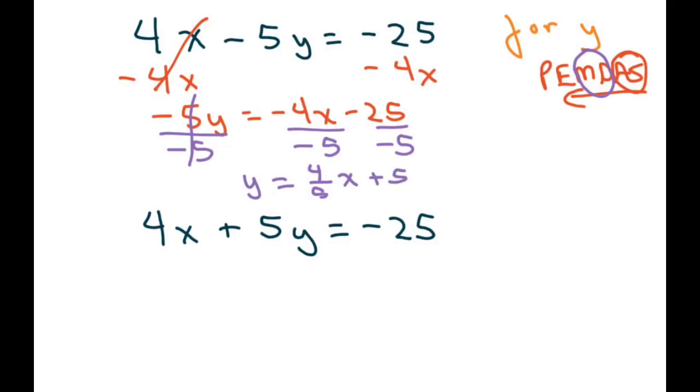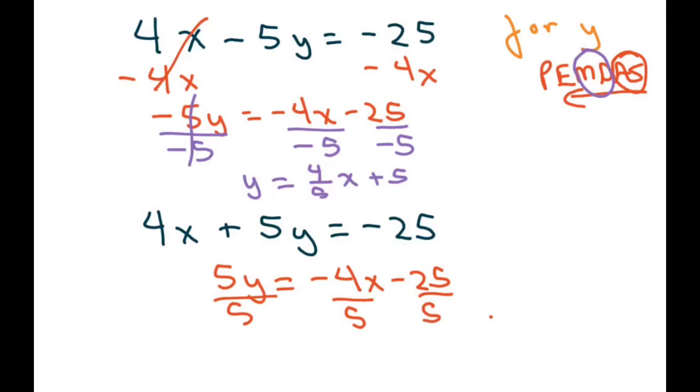And again, the same thing would happen here. You get 5y equals, subtract the 4x. However, when you're just dividing by positive 5, you would get, this cancels. That equals 1. So you get y equals negative 4/5 x minus 5.